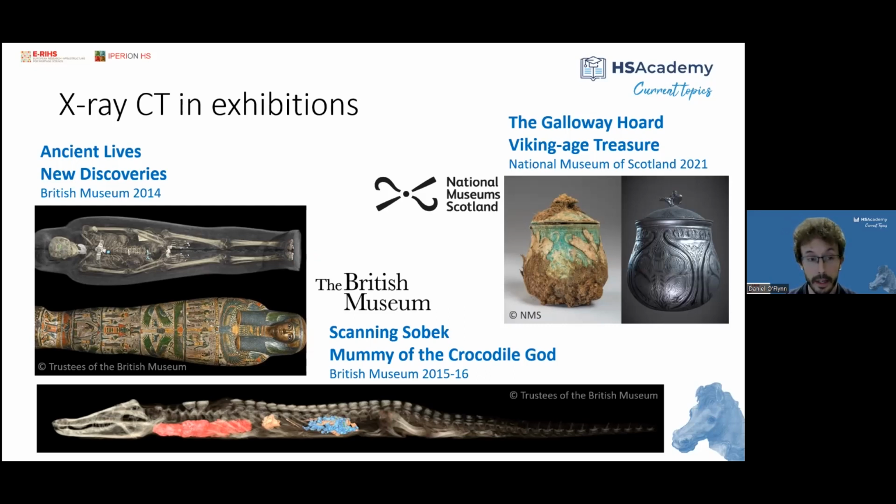The image at the bottom is of a crocodile mummy, which is nearly 4 meters long. This crocodile was also scanned in a medical scanner, but in this case, a veterinary scanner, which normally was used to scan horses. They scanned this 4 meter long crocodile inside the CT scanner. And again, this was on display in the British Museum as a digital display alongside the mummy of the crocodile.